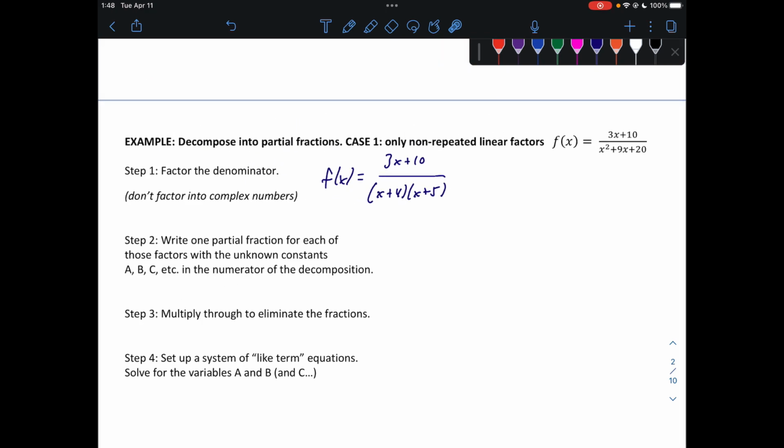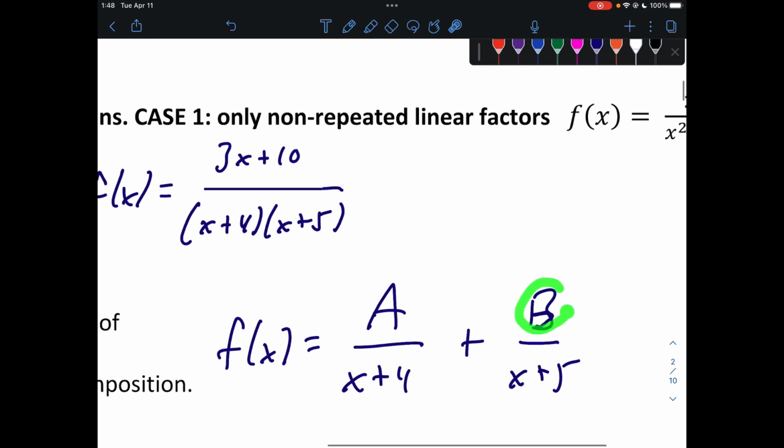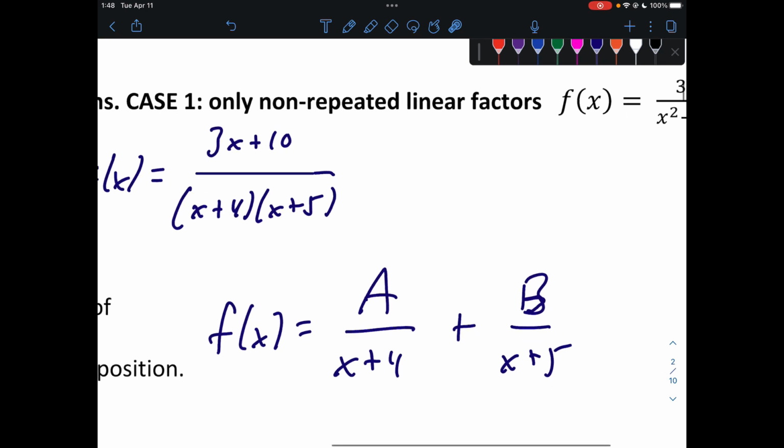All right, so now step two, I'm going to write one partial fraction for each of those factors with the unknown constants. They get a constant in the numerator. So now I can say f of x is equal to a over x plus 4 plus b over x plus 5. A and b are some constants that we don't know. Just a quick side note here, if you happened to factor this denominator as x plus 5, x plus 4, then this would be a and this would be b. It doesn't matter. Your final answer in the end is going to be exactly the same. Okay?